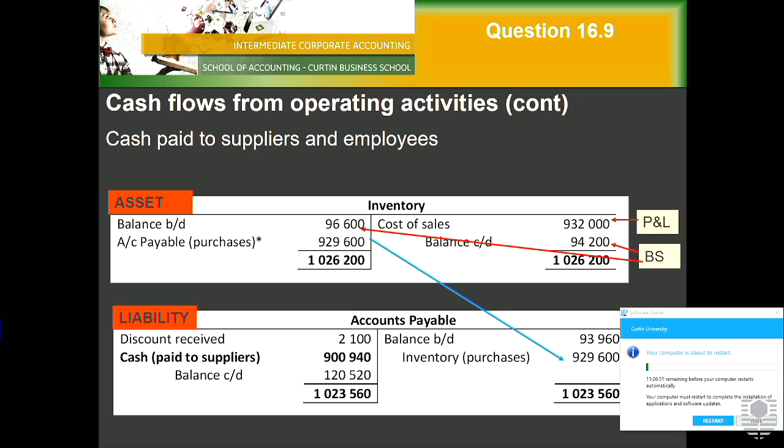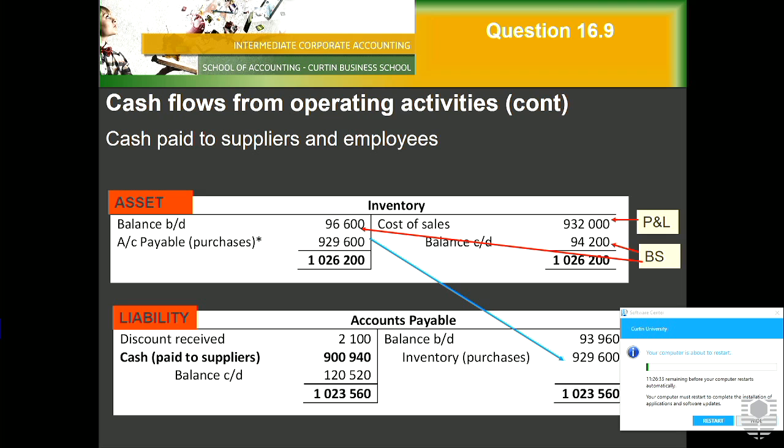Right, our accounts payable is a liability account. The opening balance there is on the credit side, the 93,600. Your closing balance is on the debit side, 120,520. But remember, we've also got discounts.